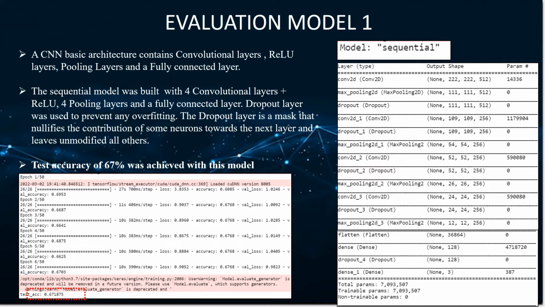So the first model here is, like I said, the sequential model. The sequential model I built had 4 convolutional layers along with the ReLU activation function. There were 4 pooling layers and a fully connected layer. I used the dropout layer to prevent any overfitting. The dropout layer is a mask that nullifies the contribution of some neurons towards the next layer and leaves unmodified all others. You can see the model summary on the right. It shows you the convolutional layer, the pooling function that I used, and the dropout. The testing accuracy was 67% as shown in the snip below.